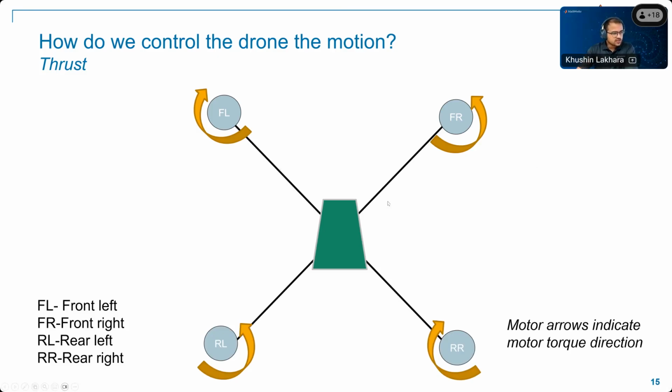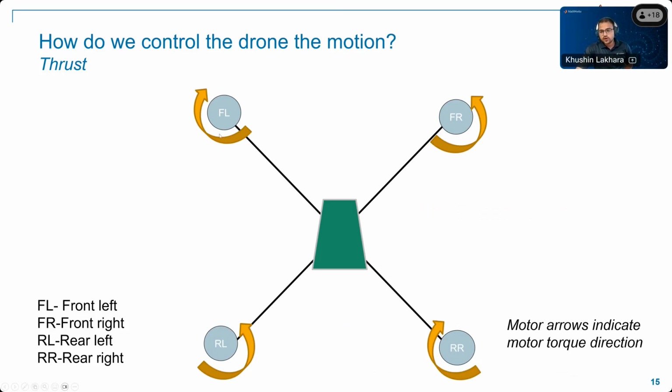So consider these four rotors: front left, front right, rear left, rear right. The arrows indicate the motor torque direction. You can see that these two are counter-rotating, and similarly, these two are counter-rotating. So we have to maintain this type of motion.